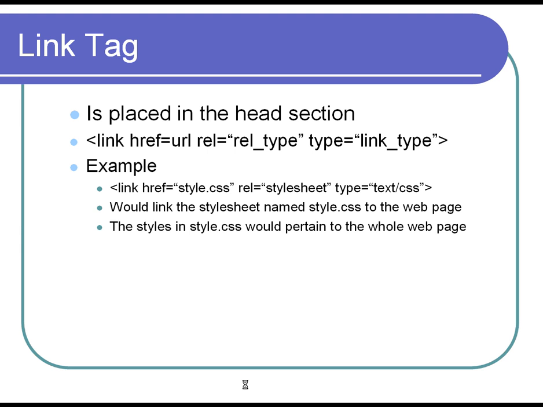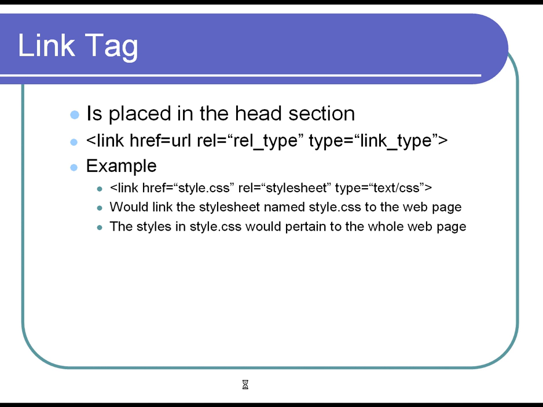Let's take a look at the first type of link. Here we go. It's placed in the head section, and it's just simply link, and then the URL where it's at, the type, and the type of link, the relation, I guess is what it is, and the type. For example, let's get down to the example. It's easier to see. Link href.